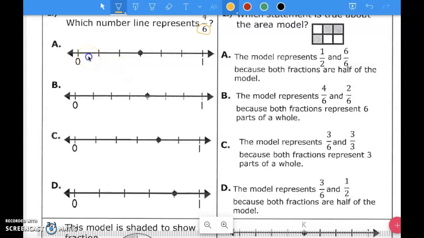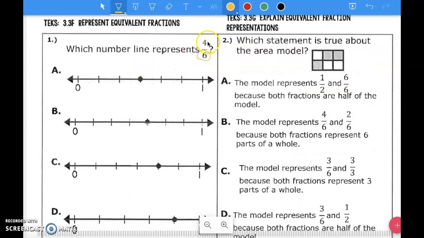So let's count. One, two, three, four, five, six. Okay. Is my dot in the fourth place? So if I jump, this is one, this is two, this is three, and this is four. Be very careful, because if you count this one, this is a zero. So one, two, three. So is this four sixths? Yes or no? No. It's three sixths.